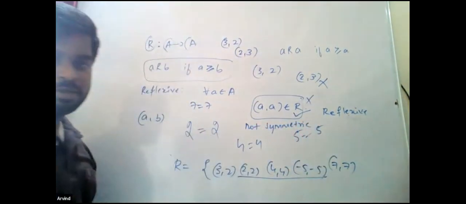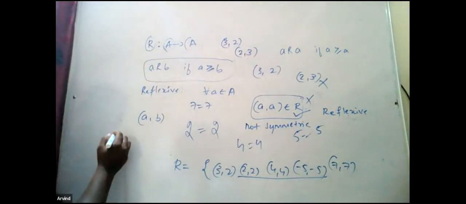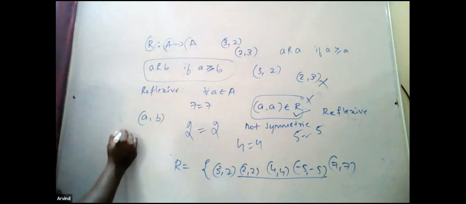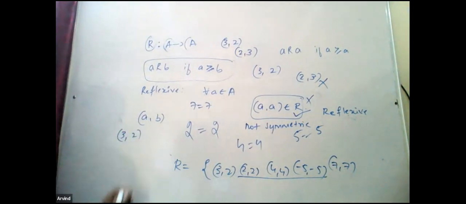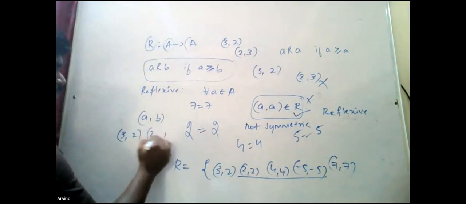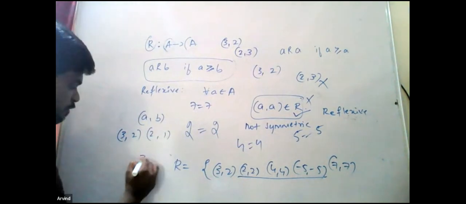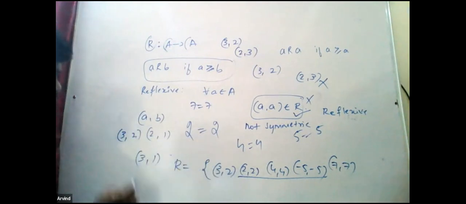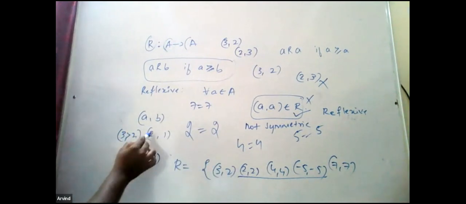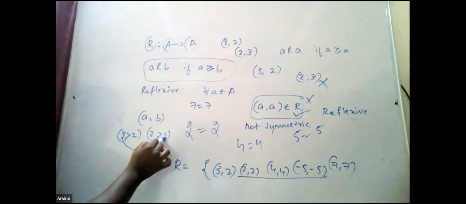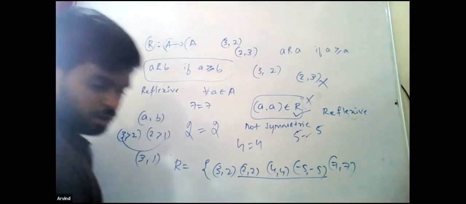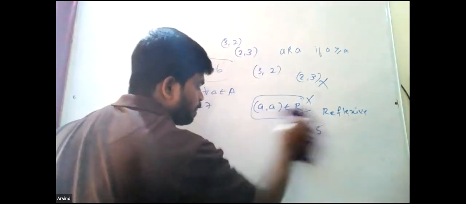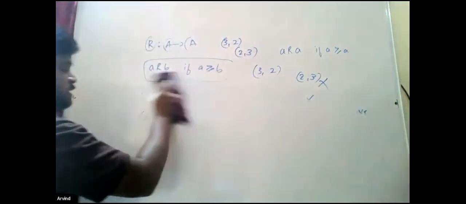It is not symmetric. Suppose 2, 3 is there. 2, 3 won't come, sorry. 3, 2 is there, 2, 1 is there. 3, 1 will be in the relation. 3, 2 is in R, what does it mean? 3 is greater than 2. If 2 is greater than 1, it is very obvious 3 is greater than 1. Let's take general.